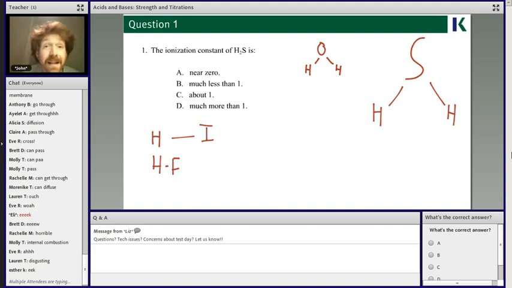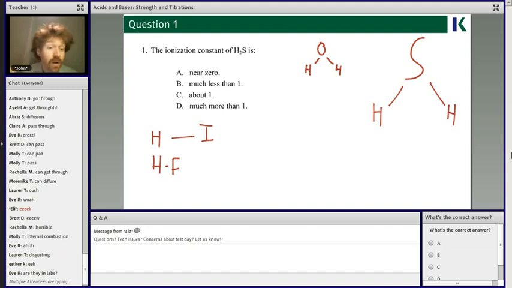But notice it's MCAT stuff, right? Membrane transport, ionic radius, all that kind of stuff.